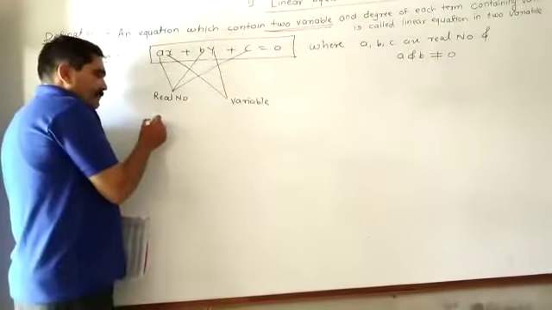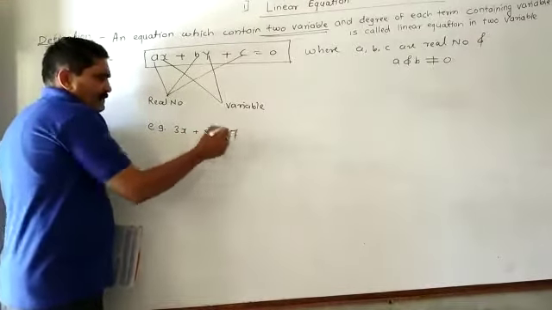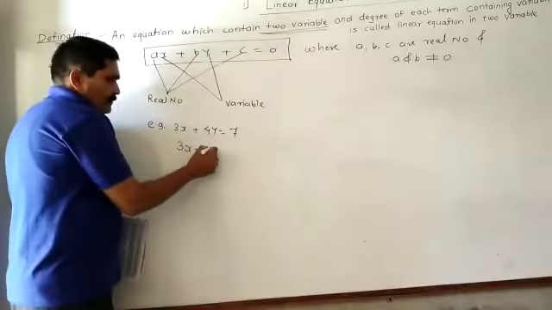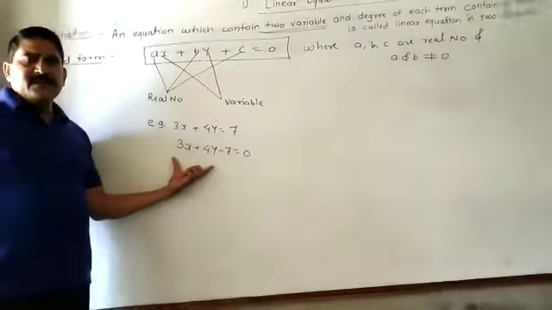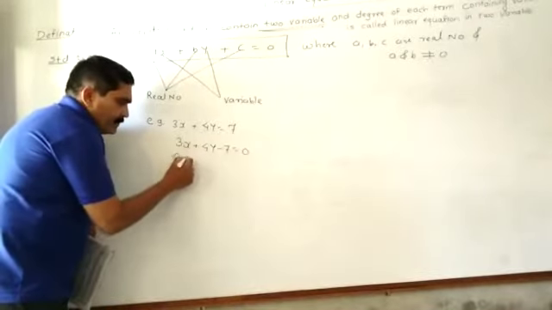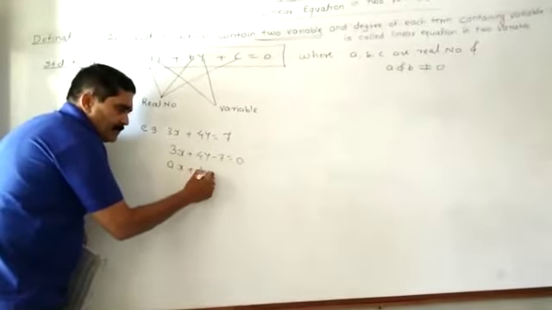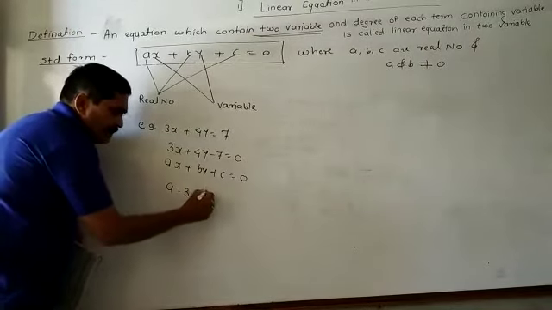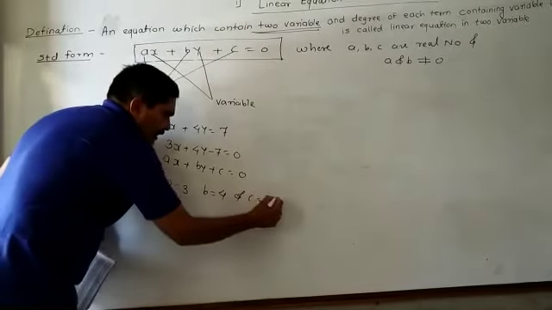I will give one example. 3x plus 4y is equal to 7, or 3x plus 4y minus 7 is equal to 0. This is the standard form of the linear equation, where I will compare this with the standard form of the linear equation in two variable, ax plus by plus c is equal to 0. Here a is equal to 3, b is equal to 4, and c is equal to minus 7.